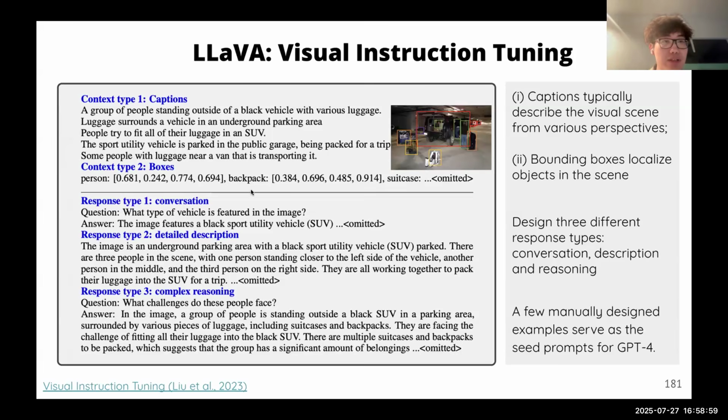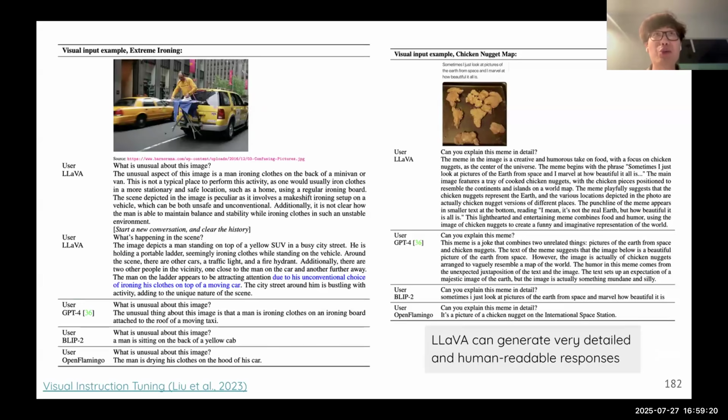In this paper, the authors generated three different kinds of responses: the conversation, the detailed description, as well as the complex reasoning. We first collect some manual examples as seed examples, and then prompt the GPT-4 text version to generate such examples. And by training on such examples, we can see that even a smaller model can have the ability to generate very long and detailed responses for a given image.